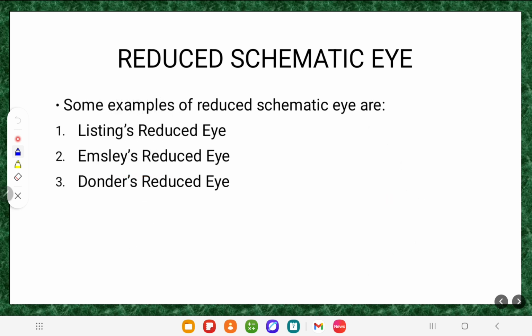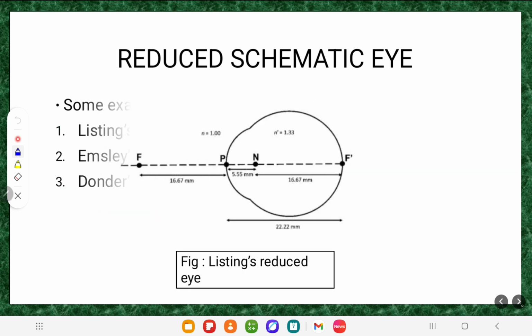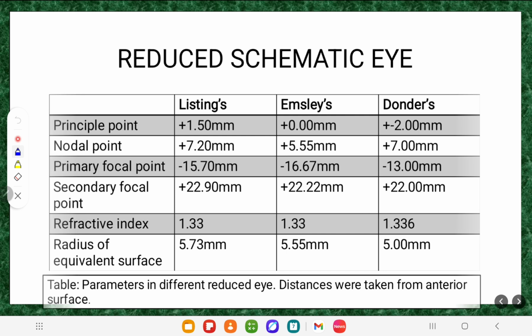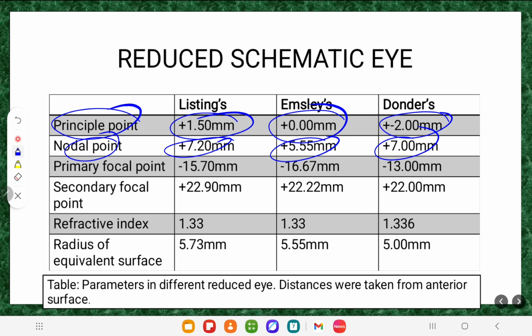So reduced models include Listing's reduced model, Emsley reduced model and Donder's reduced model. There is a difference obviously between them. Listing's reduced model, this is the picture. Pause and see. Here we can see very few things that are important and basically different. The principal point in Listing's model is 1.5 mm, and it is 2 mm behind, but in Emsley it is exactly at the cornea. Nodal point distance is different, isn't it? And primary focal point distance is different. Secondary focal point distance is almost the same but different.